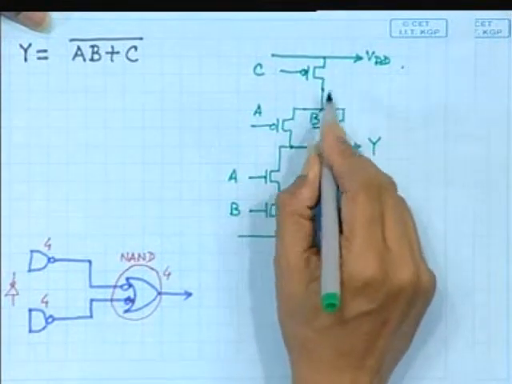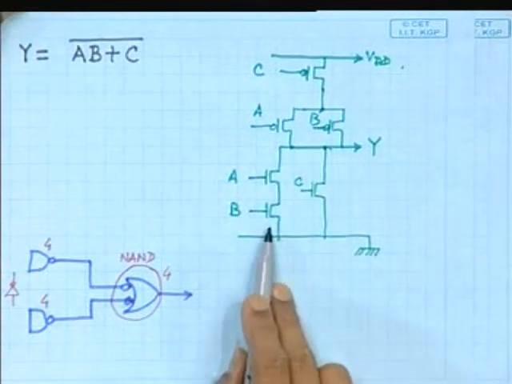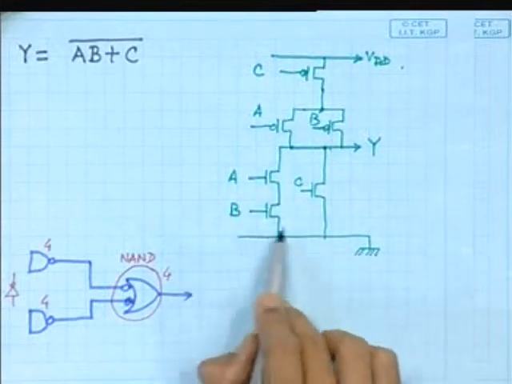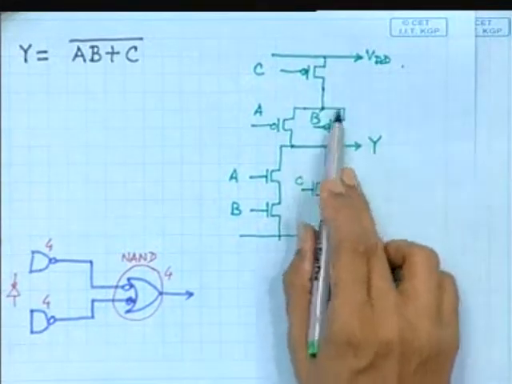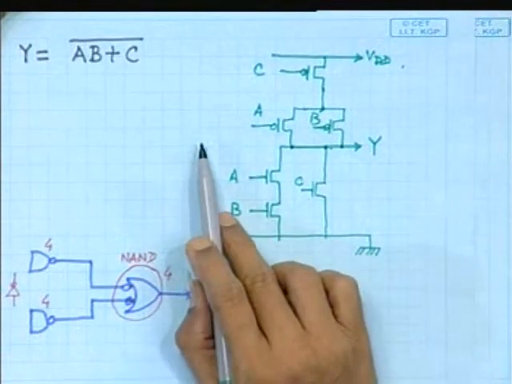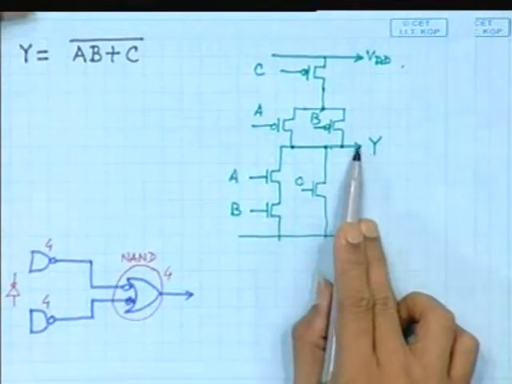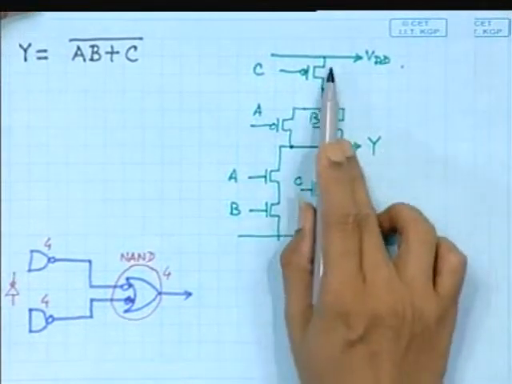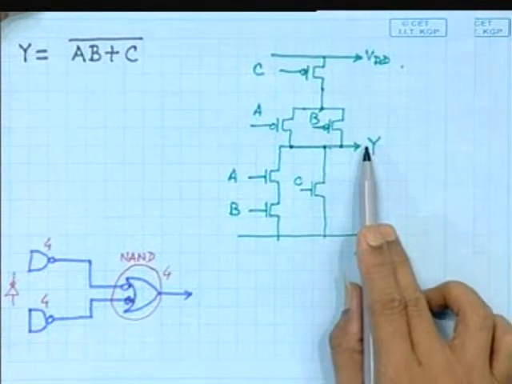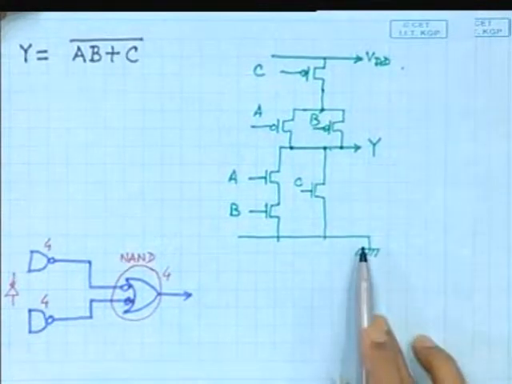So this is just a complementary topology of this. Here A and B are in series, here A and B are in parallel, here C is in parallel to the combination of A and B, here C is in series with the combination of A and B. So this always ensures that for all possible combinations, Y is either connected to ground or connected to VDD. There will not be any floating situation where Y is neither connected to VDD nor connected to ground.